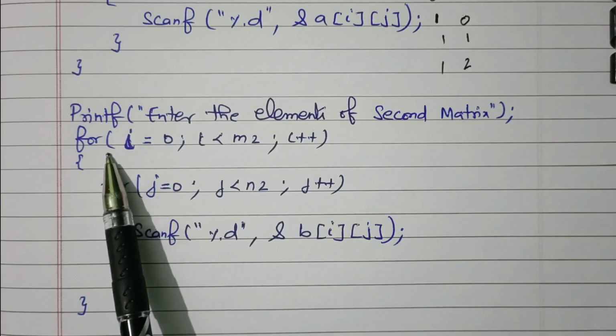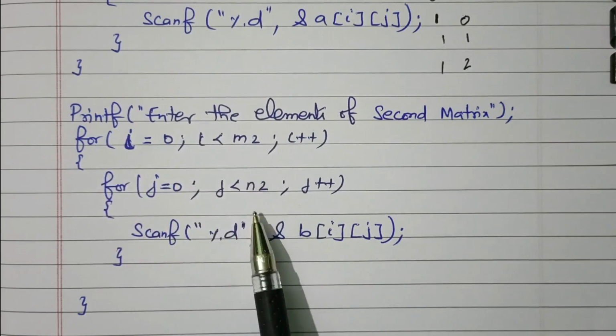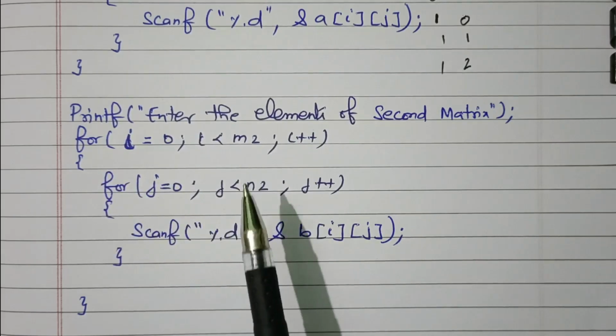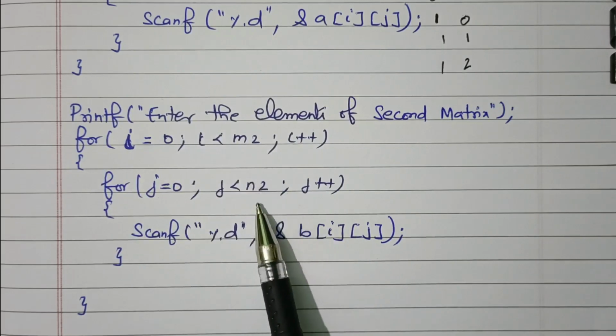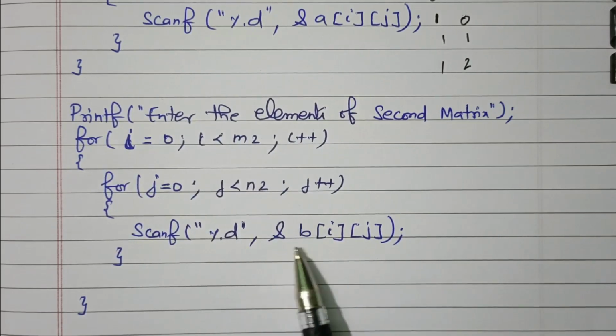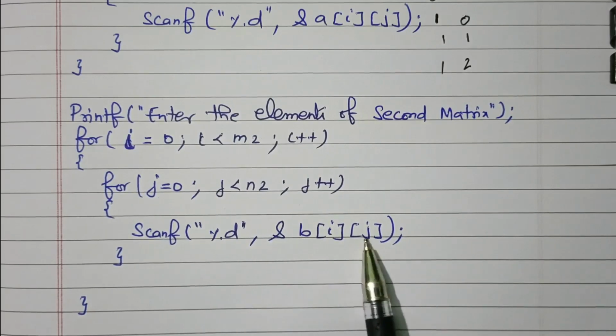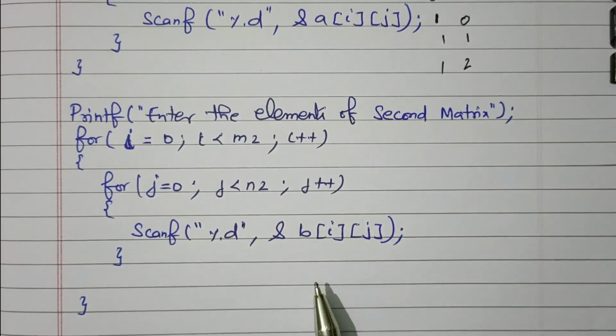Similarly, we need to get the elements of the second matrix. Same thing, we need to open a for loop again. Here m2, n2 because of the second matrix. But anyway, m1 equal to m2, n1 equal to n2 also. Here, scanf and address of b of ij, right? Second matrix. So the user will enter 9 elements. All these 9 elements are stored in b of 0 0, 0 1, 0 2 like that.